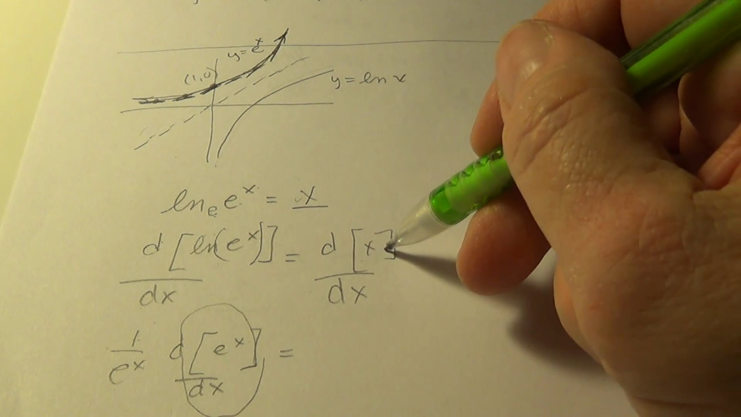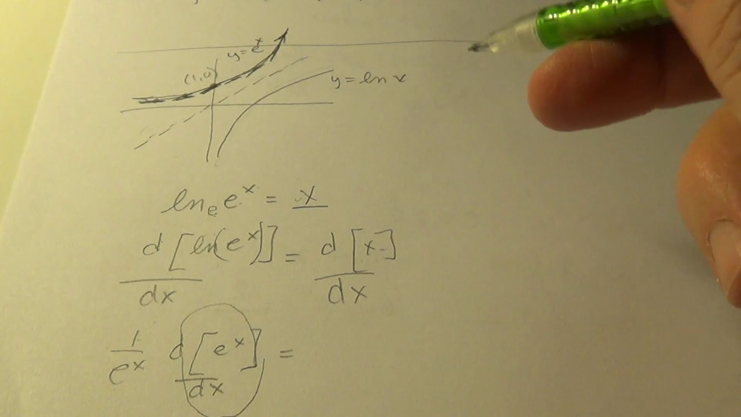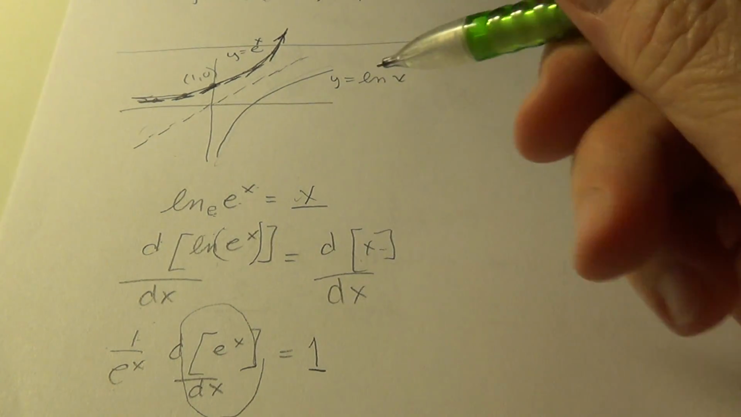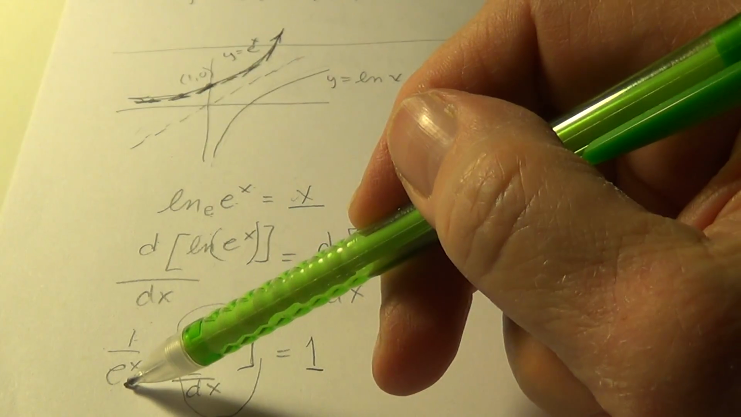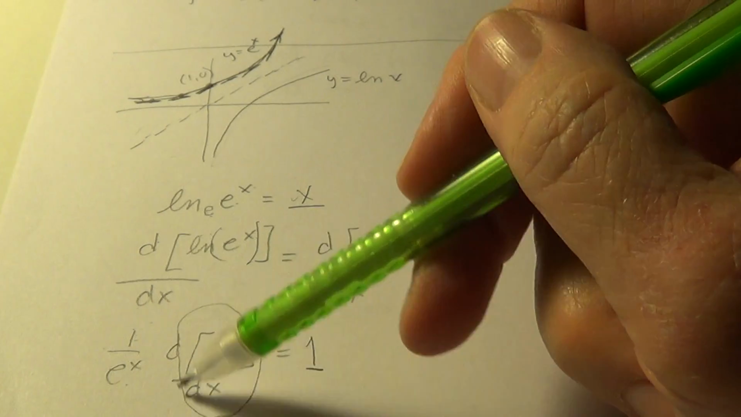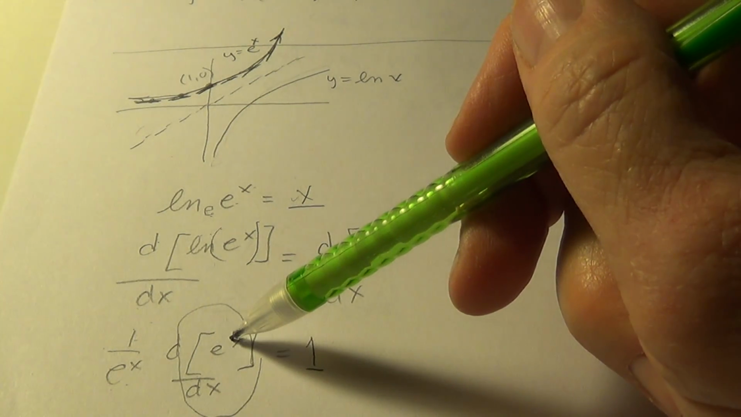What's the derivative of 1? I'm sorry, I gave that away. What's the derivative of x? 1. All right, so if 1 over e to the x has to be multiplied by some quantity here, and it has to give us 1, what must this be?